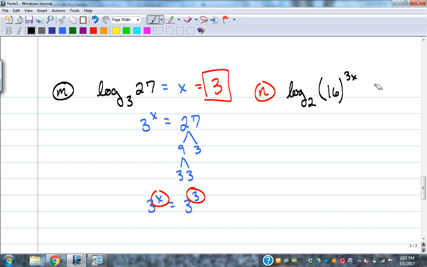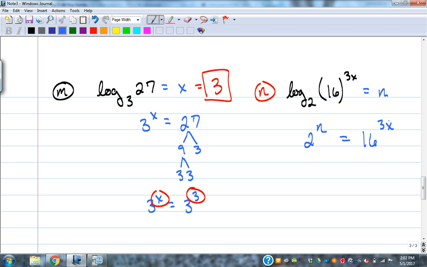All right, so there's the original problem. And we want to evaluate that. It's got an x in it. This is where doing it without the calculator is important. I'm just going to pick another variable. I'll call it n, just for no reason. All right. So that would be 2 to some power is equal to 16 to the 3x.